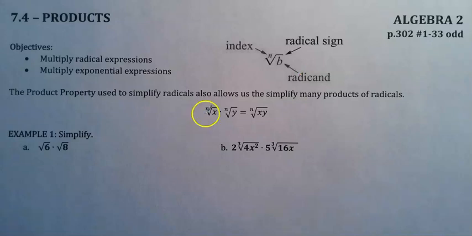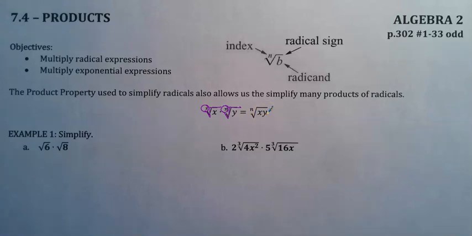So if we notice here that we have a radical sign, and they have the same index. Okay, if they have the same index, we can combine them. So this is the nth root of x times the nth root of y. We can just write that as the nth root of x times y. And that's what we're looking for.